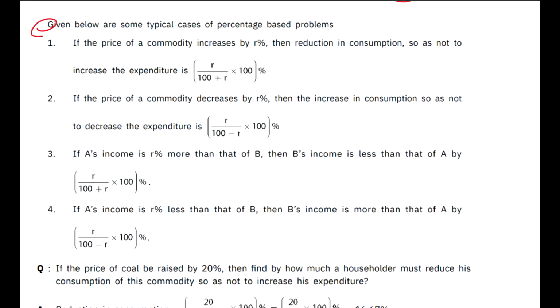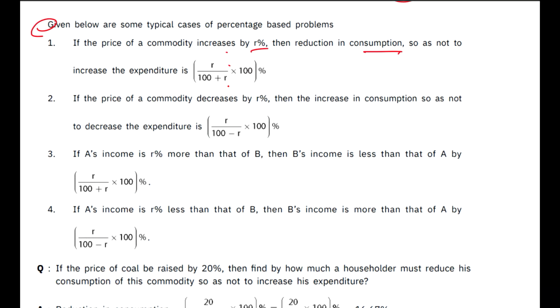Take an example. If the price of a commodity increases by R%, then the other thing will reduce. Okay, this rule is called the inverse rule. If you know that if the time increases, then the speed decreases. If the speed increases, the time decreases, keeping the distance constant. Here also, if the price of the commodity is increasing, then there is always a reduction seen in the other quantity. Like here, it is consumption. So what will be that quantity value? It will be R by R plus 100 into 100%.